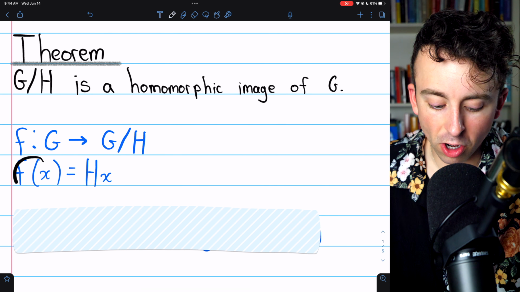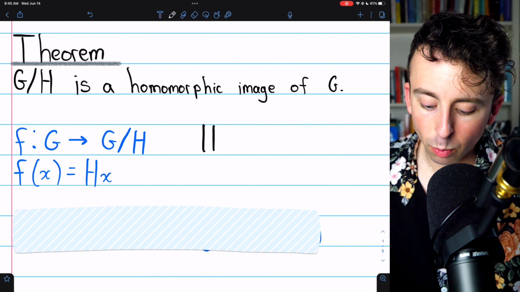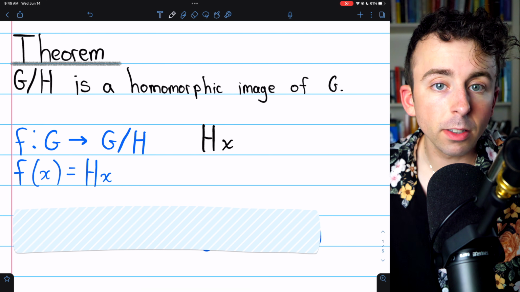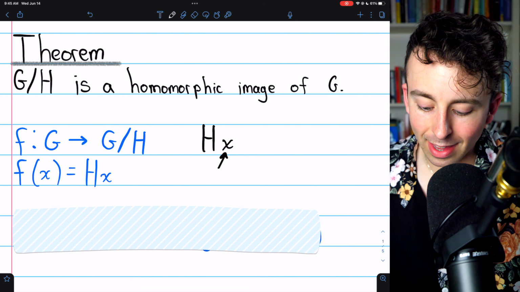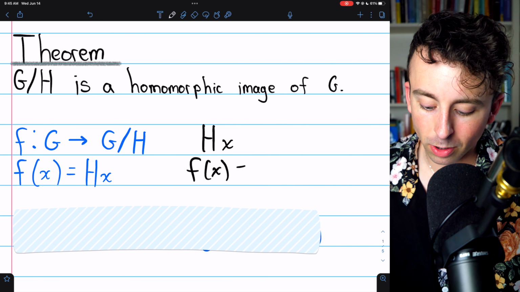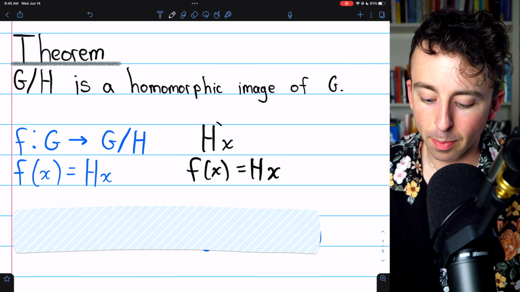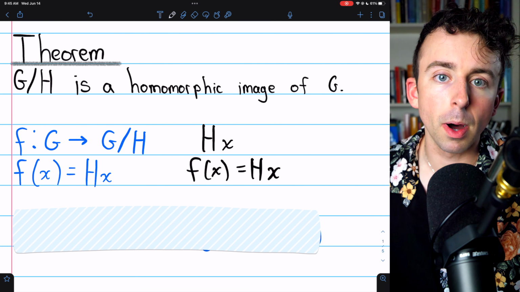It's trivial to show that this function is surjective. Any element from the codomain will look like this. It's a right coset of H. And so, indeed, if you just take that element x and put it in the function, by its definition, you're going to get that element from the codomain. So for sure, it is a surjection. This is a function onto G mod H.